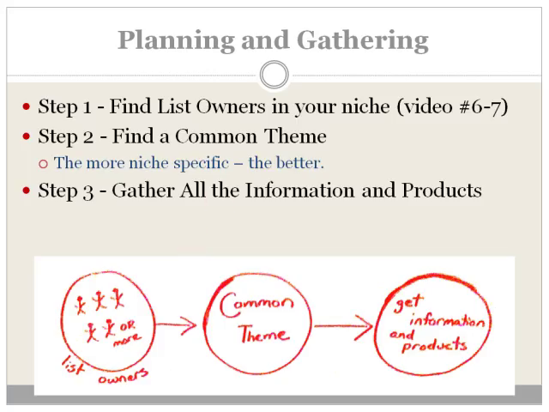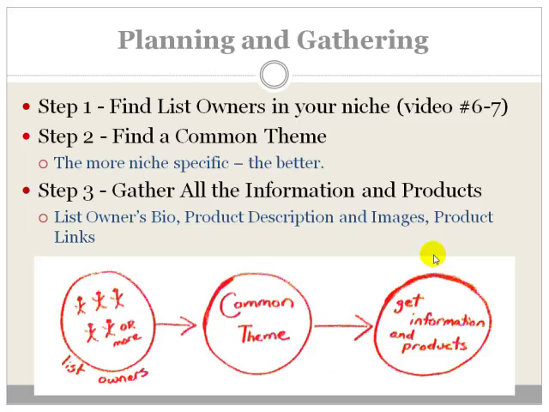So step number 3, of course, gather all the information and all the products. For example, all the list owners' biographies, just maybe 1 to 2 sentences for each list owner, their name, their bio, and then the product description, because most people, when they get to the site, don't really care about the bio.